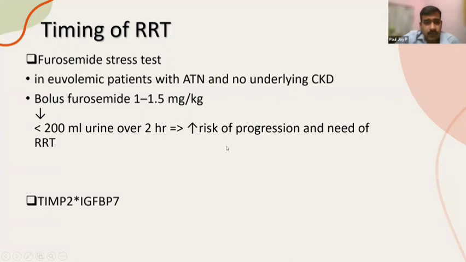So the furosemide stress test can predict whether a patient will progress to need for RRT, where a bolus furosemide dose of 1 to 1.5 mg per kg can be given, and if the output is less than 200 ml over 2 hours, it implies that the patient can go into further worsening of renal function and need for RRT. The biomarkers TIMP and IGF, in combination, a high positive value has been associated with the need for RRT.